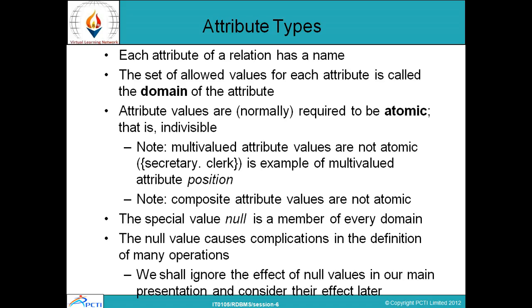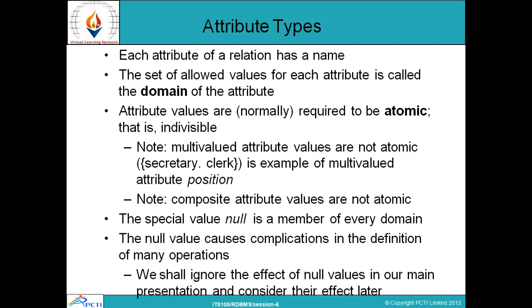Now let's see some attribute types that we already discussed in the last session: what an attribute is, in detail, with symbols and examples. Each attribute of a relation has a name, and the set of allowed values for each attribute is called the domain of the attribute. Attribute values are normally required to be atomic, that is indivisible, that is, single. Note that multi-valued attribute values are not atomic, like here secretary and clerk. That is an example of a multi-valued attribute, position.